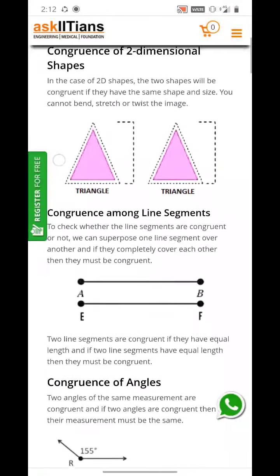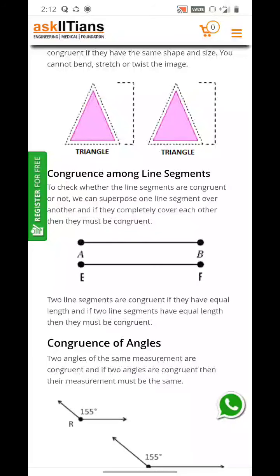Congruence among line segments. For line segments, length must be equal. Shape is automatically equal, since a line segment has two endpoints. So line segments are going to be the same in shape, but size matters. So in congruence of line segments, you have to look out for the length of the two line segments. For example, AB and EF are given. So you can superimpose one over another because they have the same length.